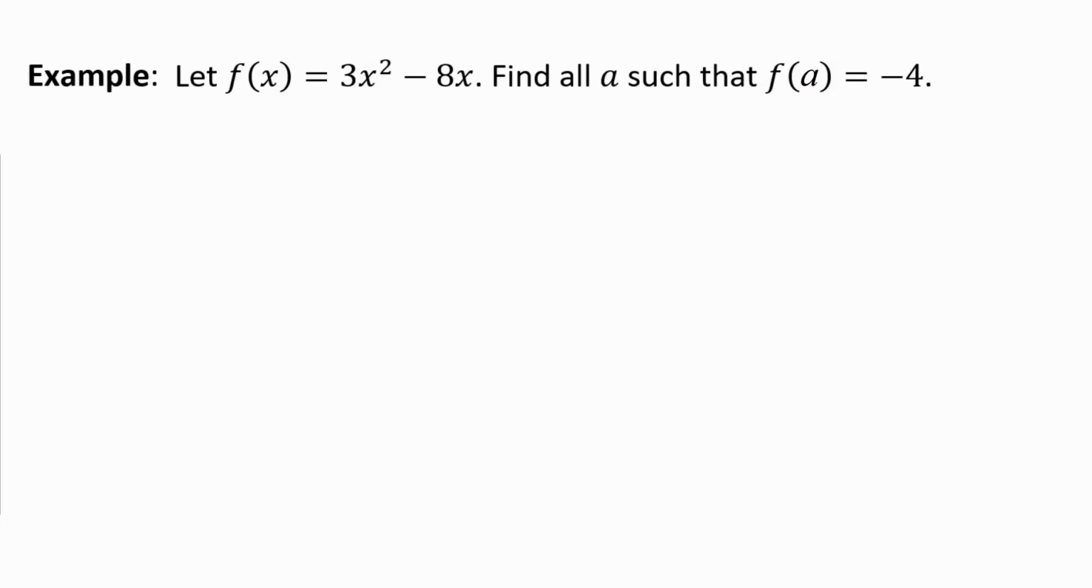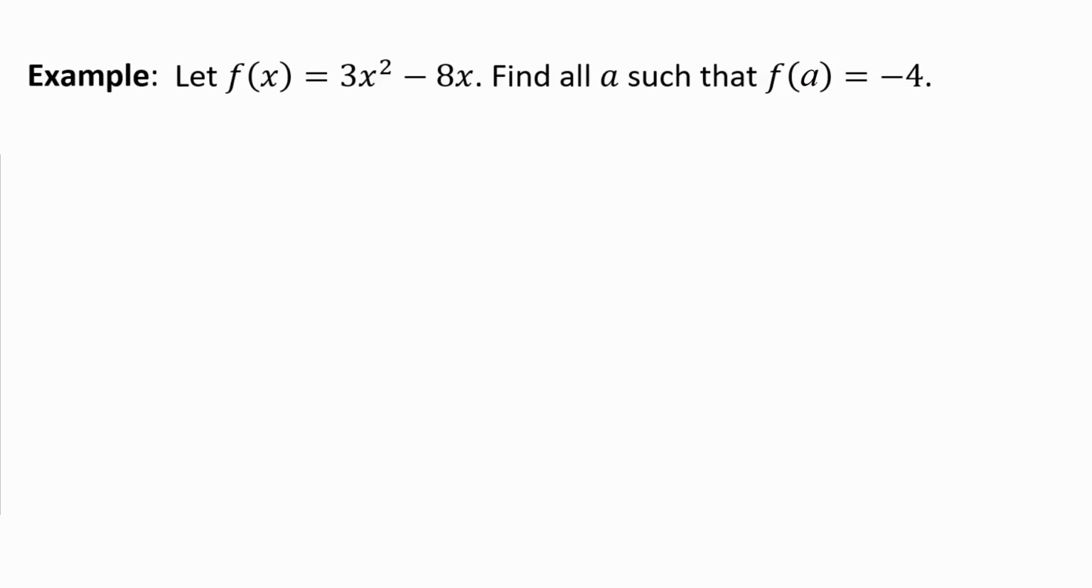Just going to set this one up. In this example, it says let f of x, remember functions, function notation, let f of x equal 3x squared minus 8x. Find all a such that f of a equals negative 4. Now, what messes a lot of students up, what messes everybody up really, is the jargon in math. We're going to turn this into a very familiar looking problem. It's going to look like one of the other problems.